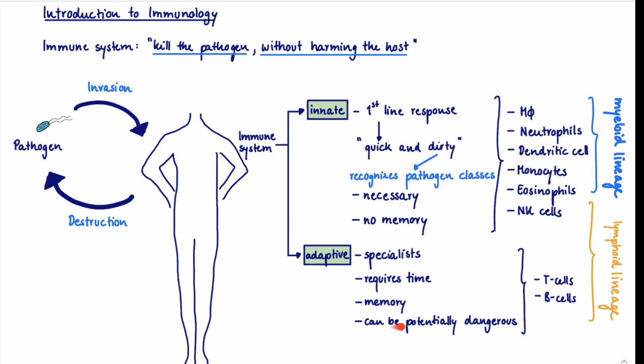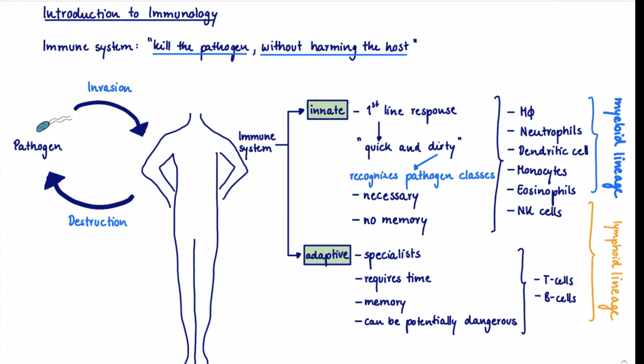They can also be potentially dangerous. When we said in the beginning that the immune system should kill the pathogen without harming the host, we all know that things can go wrong. We can develop autoimmune diseases. Most of the time, the adaptive cells do something wrong, and that can be potentially dangerous.